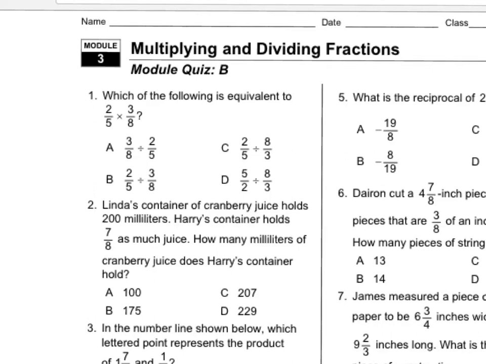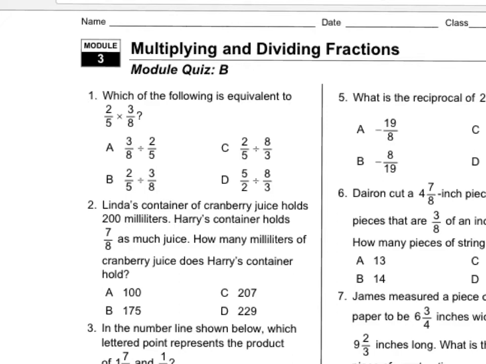When you're watching this video, the problems that you need to really focus on are the ones that you either guessed on or the ones that you missed. If you worked them out because you knew how to do it and you got it correct, you can fast forward through those problems. Number one, which of the following is equivalent to 2/5 times 3/8?